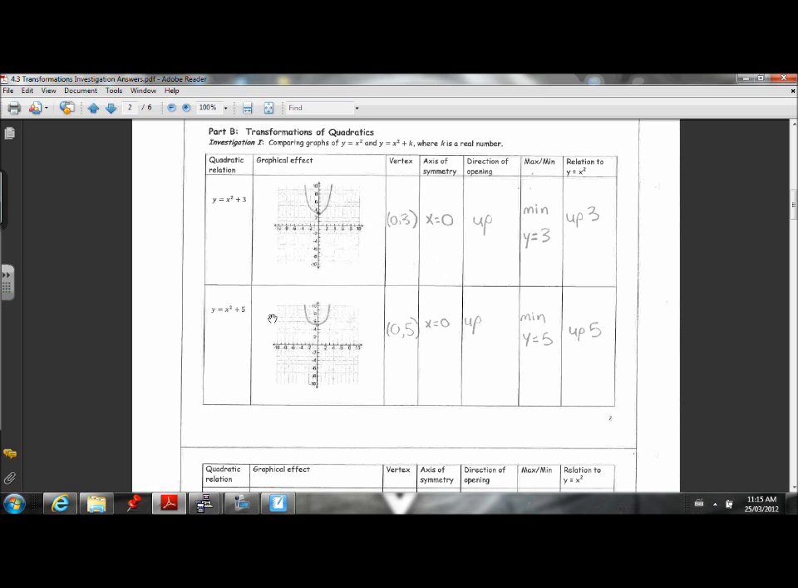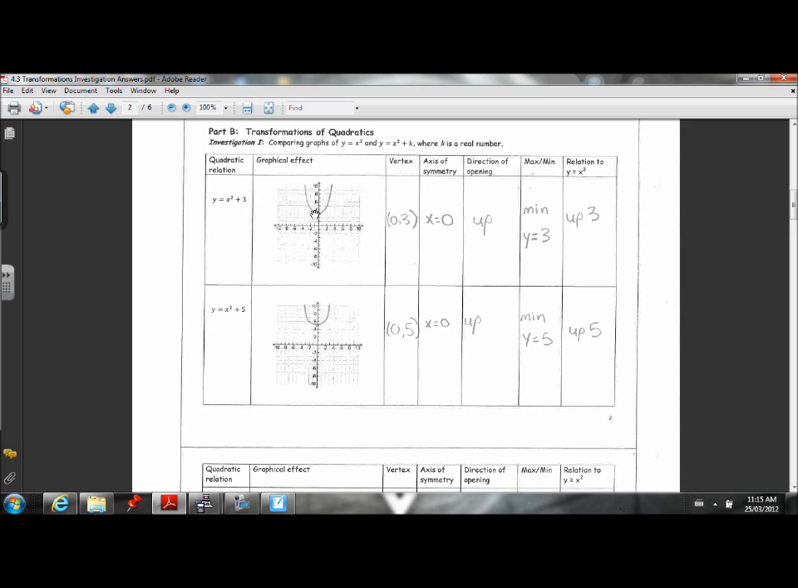Okay, so for y equals x squared plus 3, the parabola moved up 1, 2, 3 units. So the y value of the vertex has increased by 3. The parabola hasn't moved left or right on the x-axis at all, so the x-coordinate of the vertex has stayed at 0. So our vertex, that point right there, is (0, 3). Our axis of symmetry, the vertical line that passes through the vertex, is x equals 0. Look at the x-coordinate of your vertex, and that is your axis of symmetry. The parabola opens up, therefore it has a minimum value.